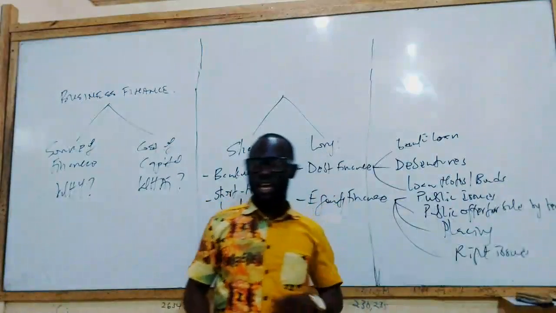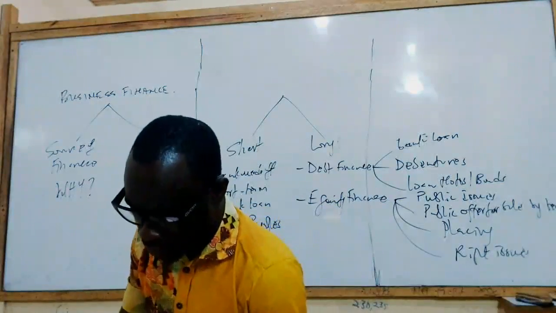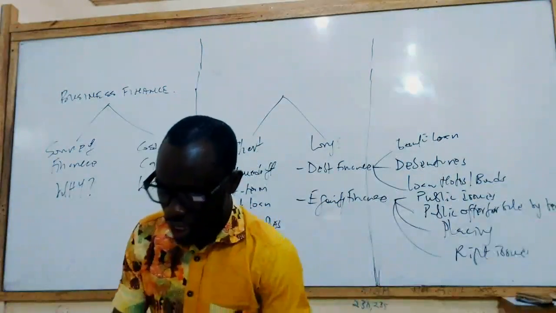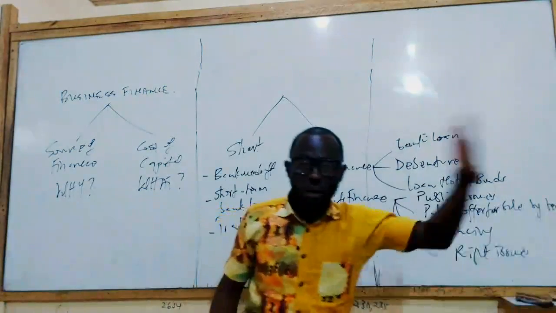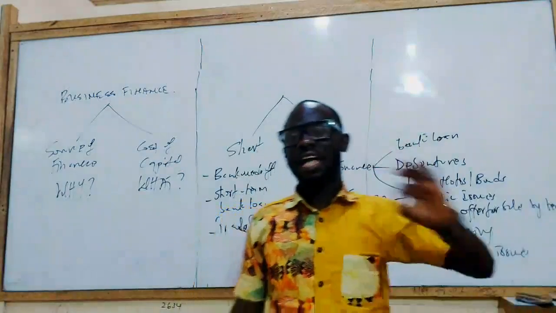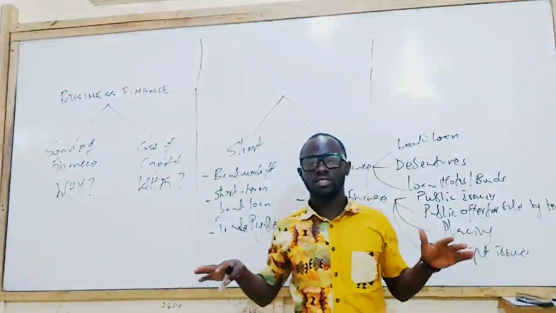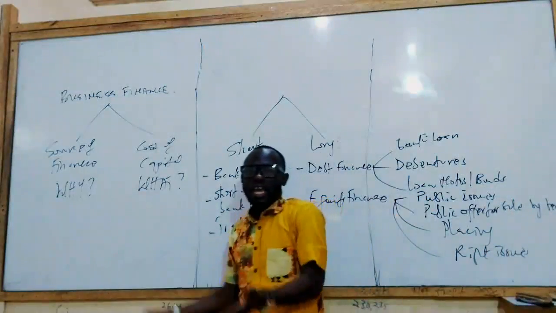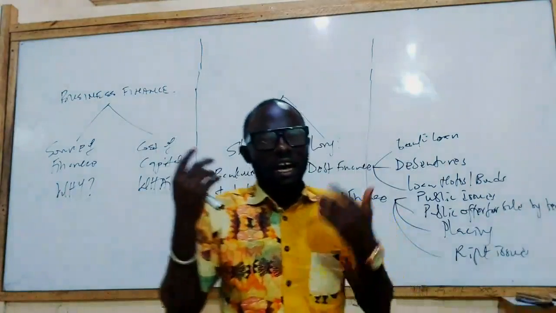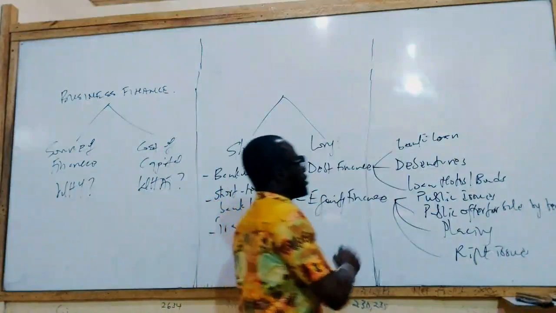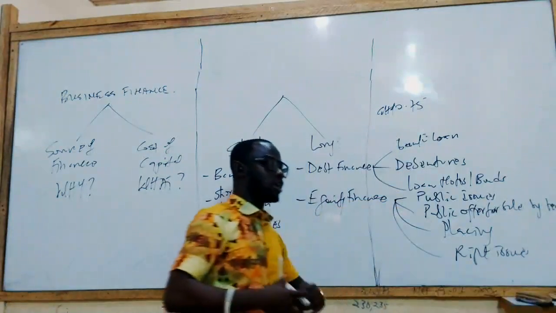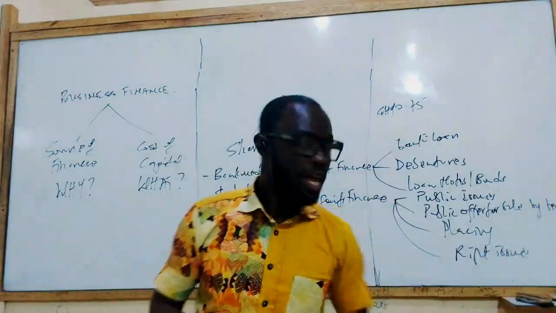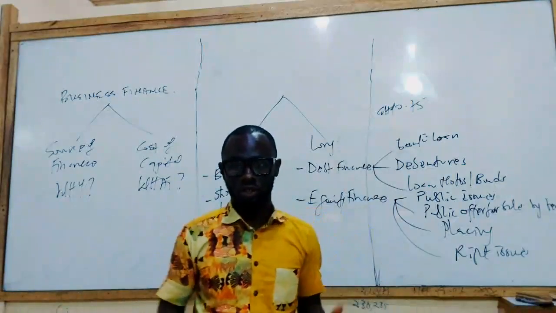The first one is they can do what? A public issue. So with a public issue, the company sells the shares directly to the public at a fixed what? Price. At a fixed price. Like MTN did, issuing shares at 0.75 Ghana cedis per share, or 75 pesewas per share. So it is called public issue.